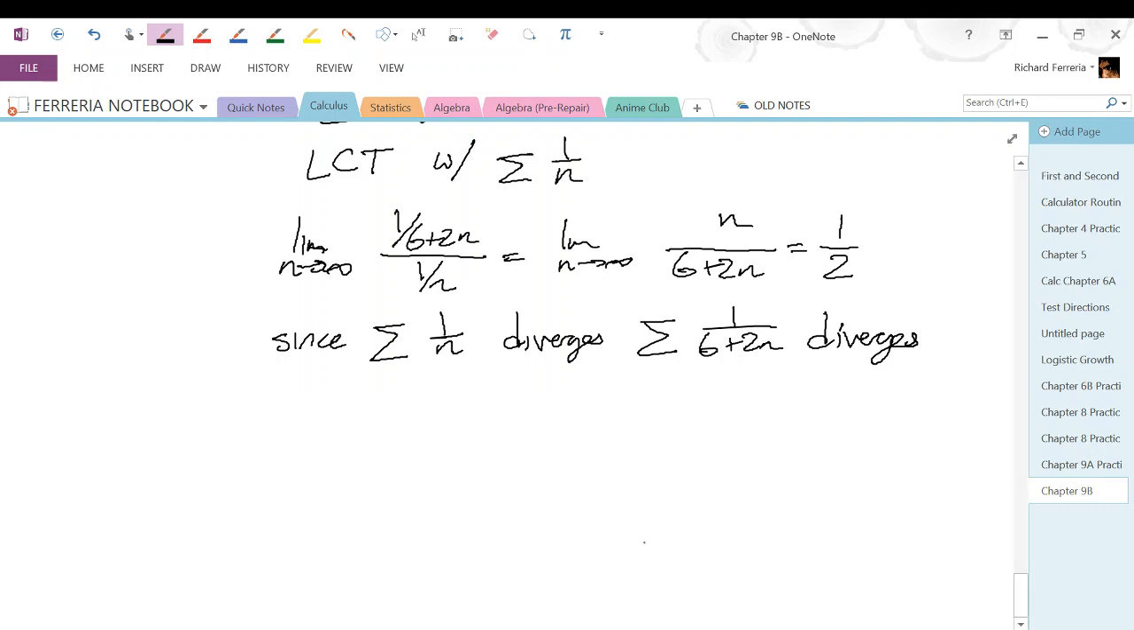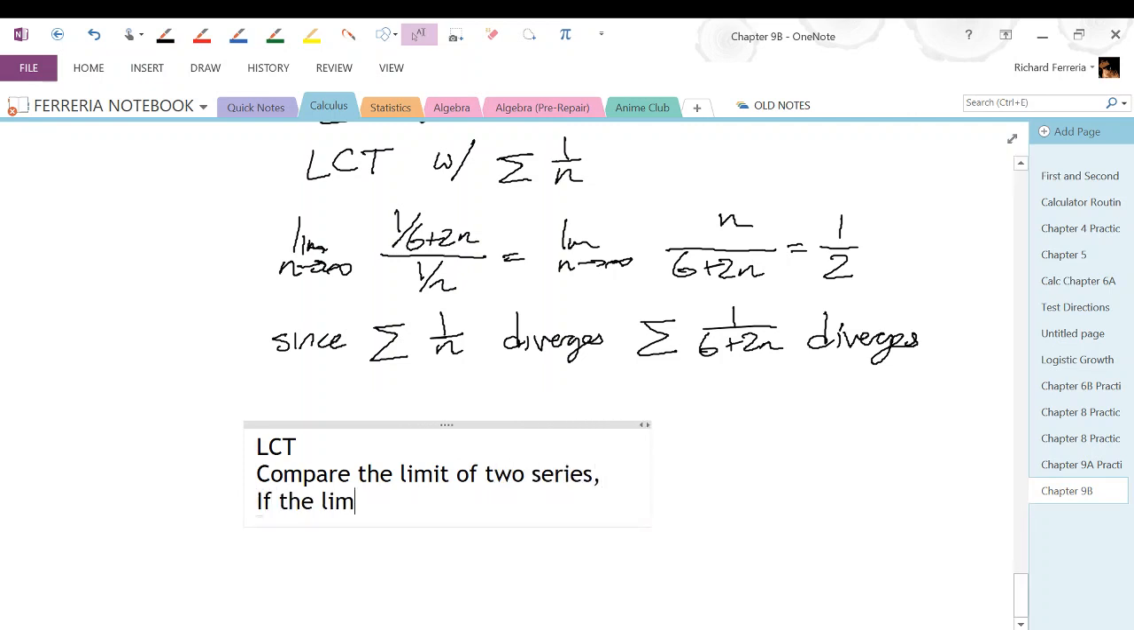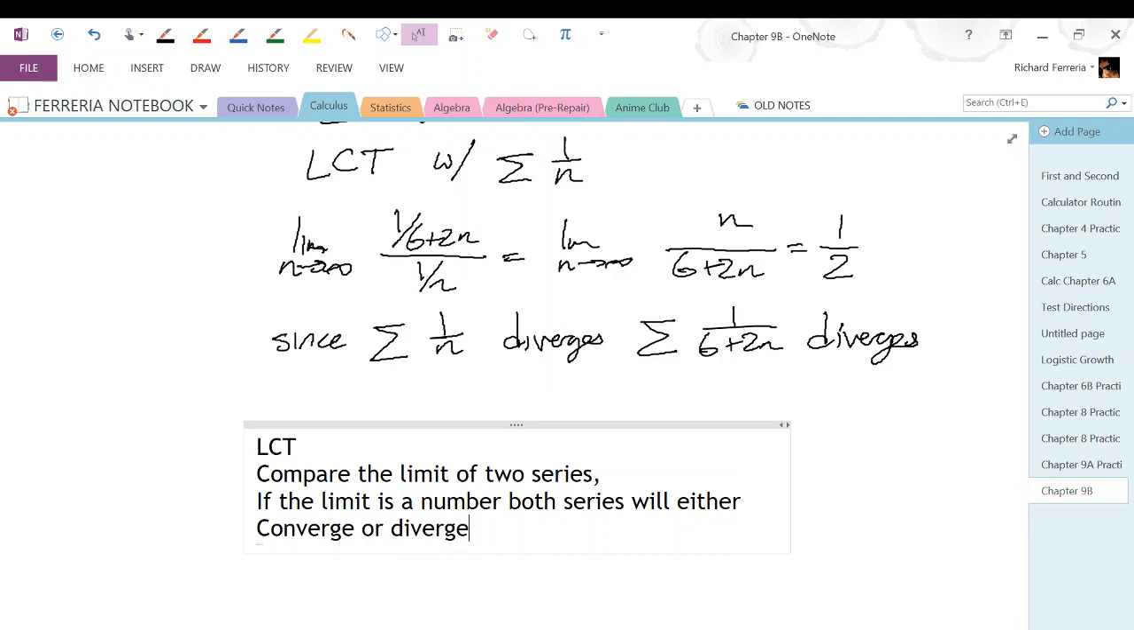Okay, so should we summarize that LCT test then? Yeah. So LCT: compare two series. Compare the limit of two series. If the limit is a number, any number, both series will either converge or diverge. If one series converges, the other series also converges. If one series diverges, the other series diverges.